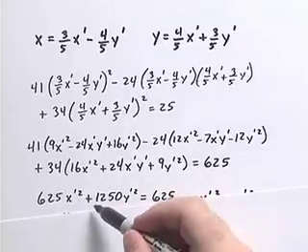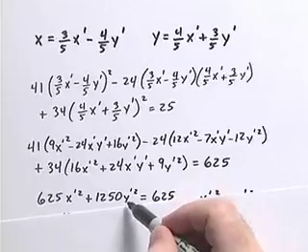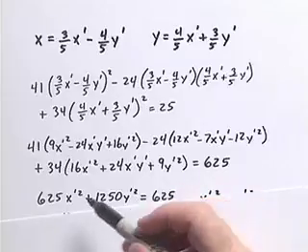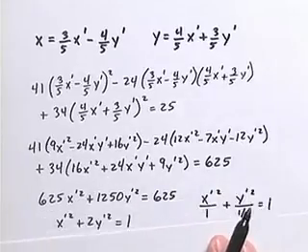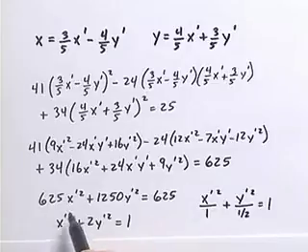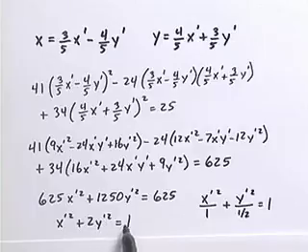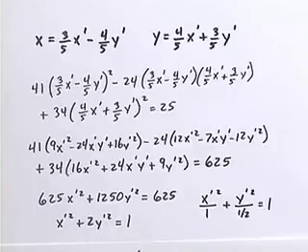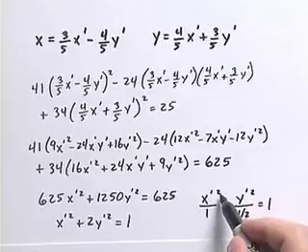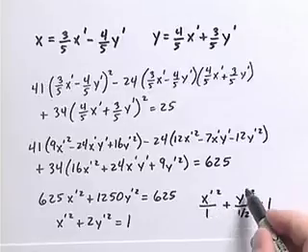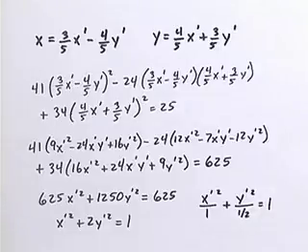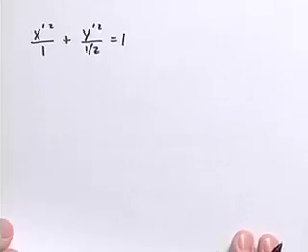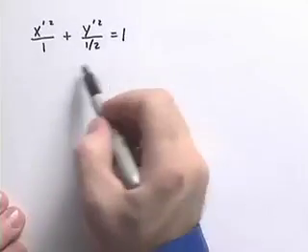We're going to be left with 625x prime squared plus 1,250y prime squared equals 625. So everything goes away except for these two terms. If we divide both sides by 625, we'll get x prime squared plus 2y prime squared equals 1. Then we'll rewrite that as x prime squared divided by 1 plus y prime squared divided by 1/2 is equal to 1. We've just rewritten our equation.